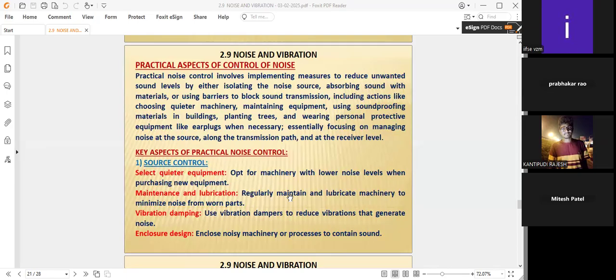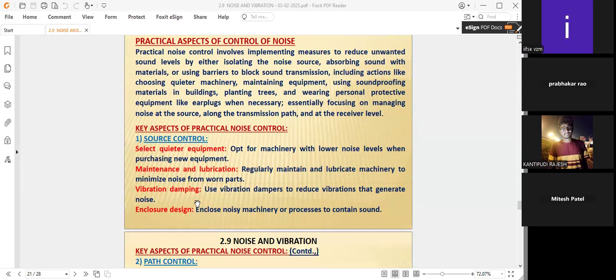All the time the organization looks at productivity, but sometimes where the critical equipment is there and employees are disturbed due to the noise levels, maintenance and lubrication will definitely help not only employee health and strength, but also minimize the noise from the worn parts. The shelf life or equipment life will also definitely be more when you maintain and lubricate regularly.